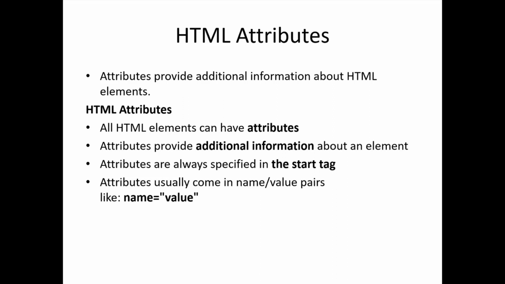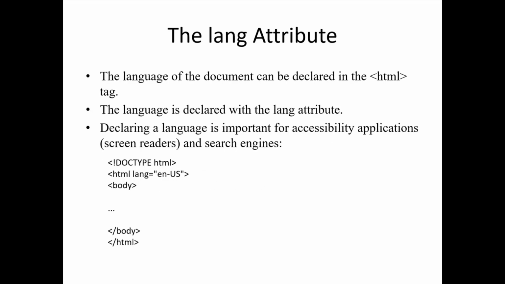Attributes are always specified in the start tag, like we have gone through with the href tags. Attributes usually come in name-value pairs, like name equals value. So these are the attributes that we will be including in the web page. Let's check out how these HTML attributes work, and we will be using them in the web pages as well.